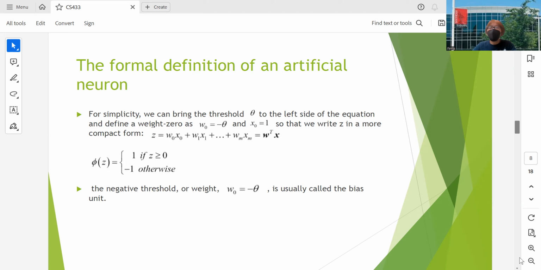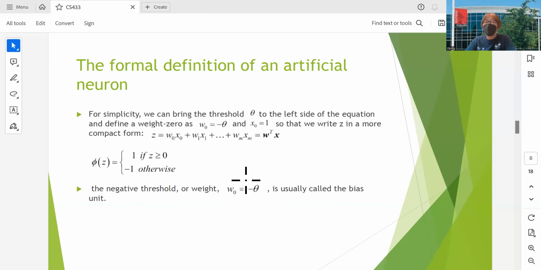Okay, and then for the threshold, here it says we can also bring it to the left of the equation so that we can set W0 as the negative value of that threshold. And we can make X0 as 1. X0 is not a sample, so you just force it to be 1. And then in this case, the decision function will change. It says if net input is greater or equal than 0, then it is some class.